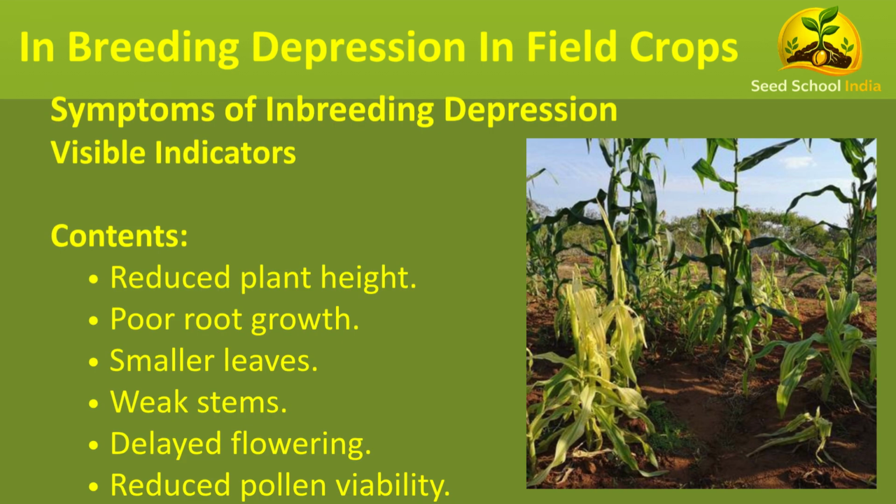The effects of inbreeding depression are visible in many plant characteristics. Plants become shorter, weaker, and less vigorous. Leaves are often smaller, root systems are poorly developed, flowering may be delayed, pollen viability decreases, and seed production is reduced. These symptoms become increasingly severe with continued inbreeding and can significantly reduce the economic value of the crop.